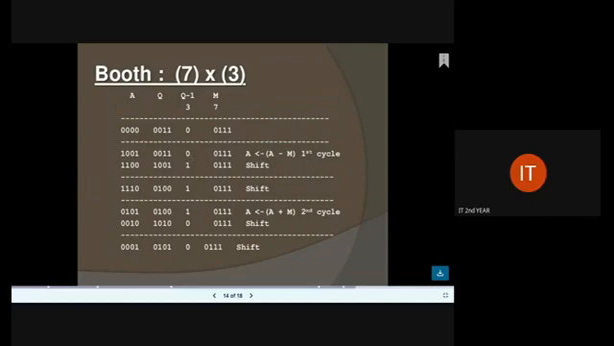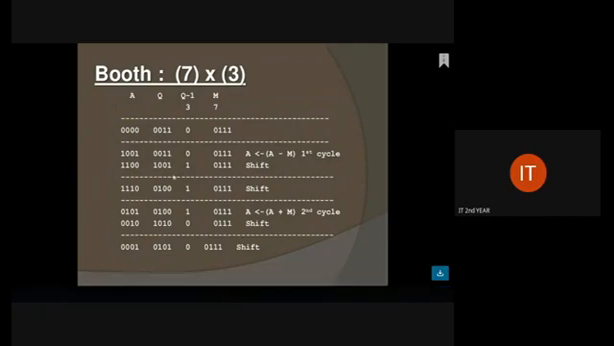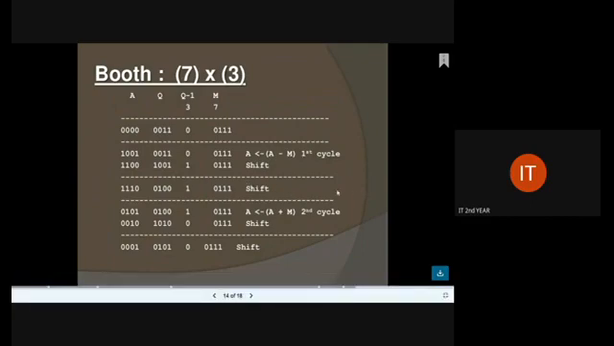After that, we are just moving on to the shift register, so we are just shifting right, and we can decrement the count value. After shifting, we will do the next cycle. In the next cycle, Q0 and Q-1 value is 1 0. Whenever 1 0 is coming, we will be doing A tends to A plus M. This is the second cycle, and we are going to decrement the value.